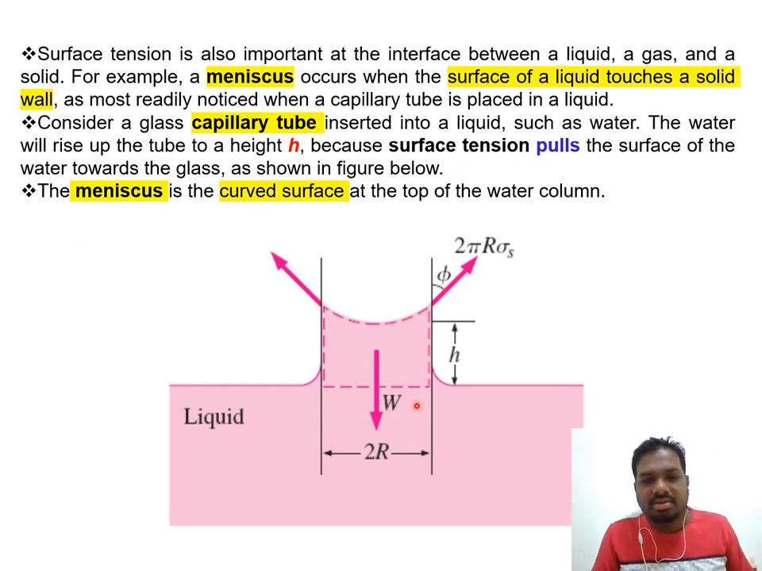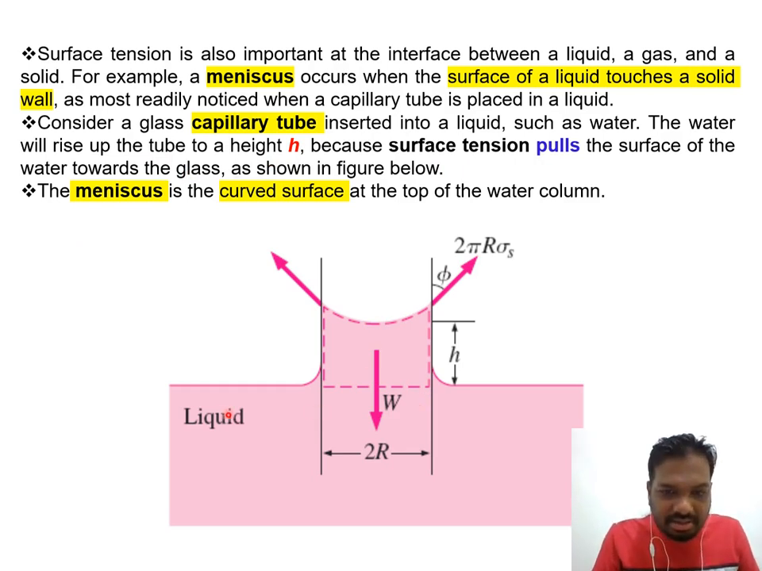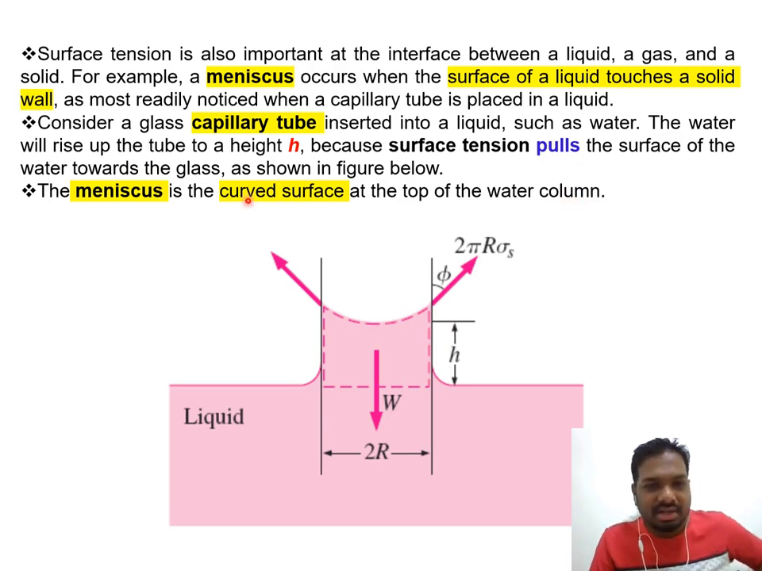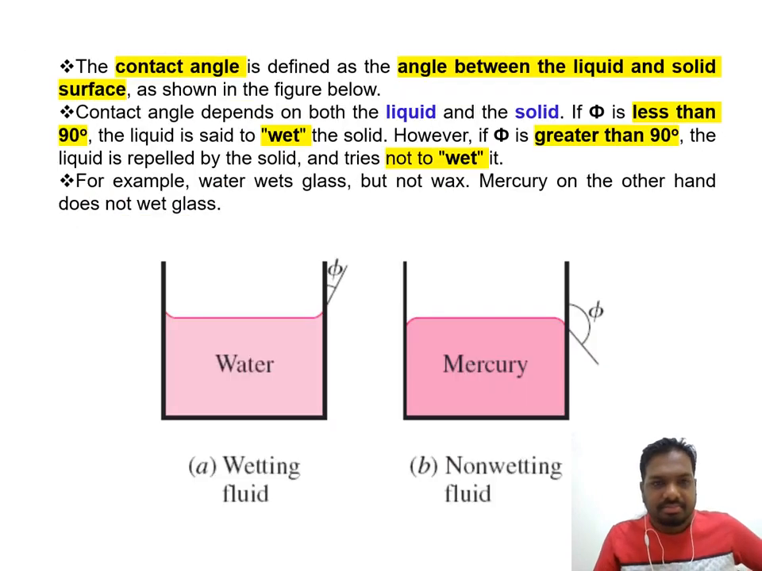Because it's a glass material, initially we know there is surface tension on top, so the surface tension will now transfer to this glass material. The liquid will enter inside because there will be a pull. The surface tension will pull the surface of the water towards the glass. The meniscus is the curved surface. So the curved surface, we call it a meniscus. We can see different materials have different meniscus levels.